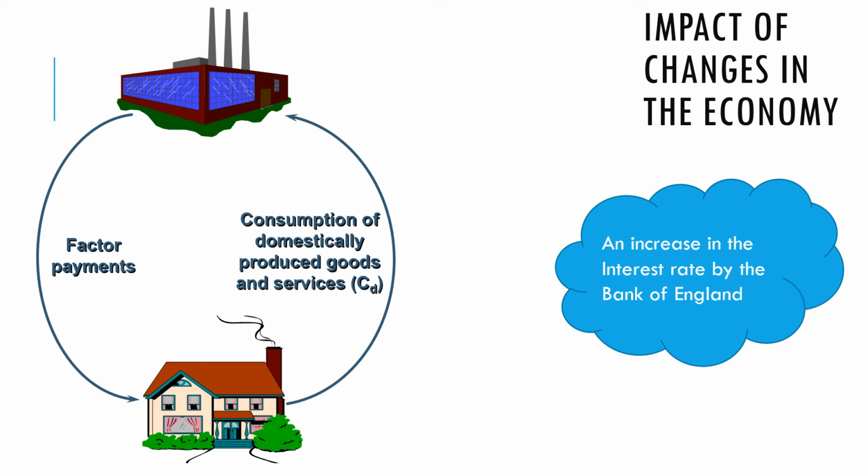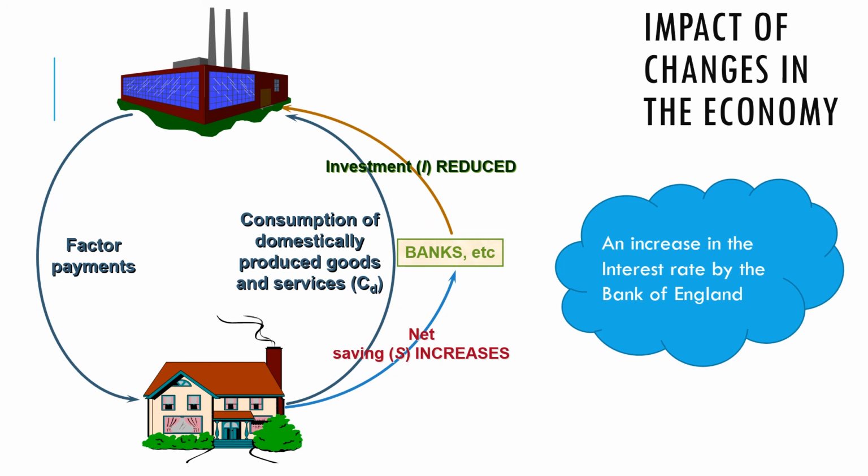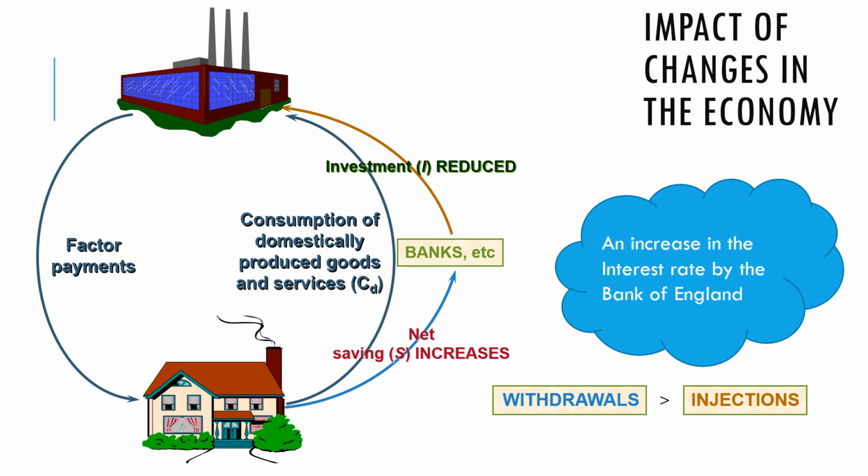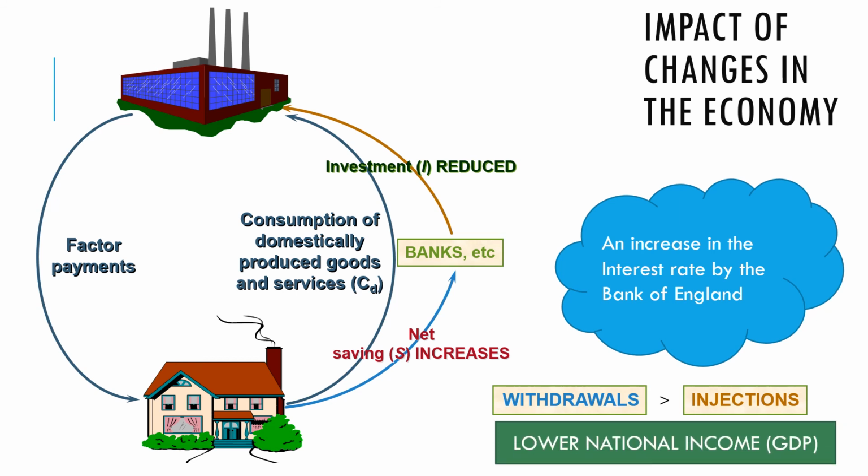Well, an increase in the interest rate might make it more attractive for households to save. So there would be an increase in savings. The flip side of that would be actually it's probably less attractive to borrow money to invest. So there might be a reduction in investment. So in this case, we've got withdrawals increasing and injections reducing. So withdrawals are going to be greater than injections. This we would predict to have the effect of lower national income.